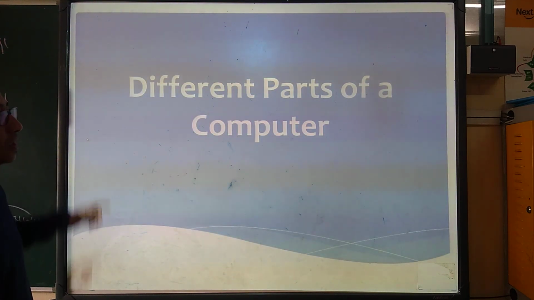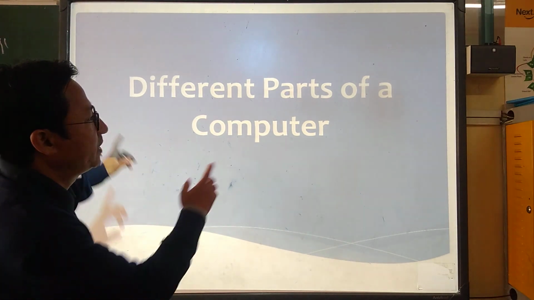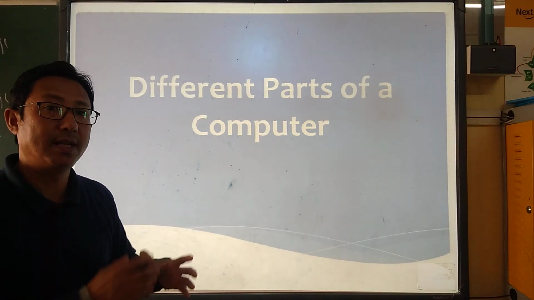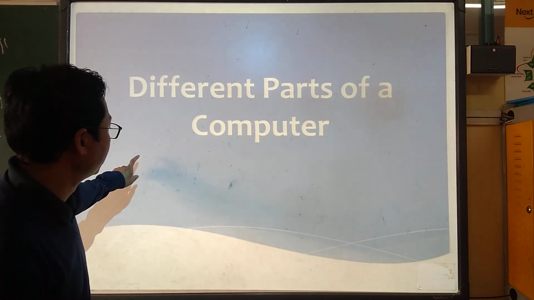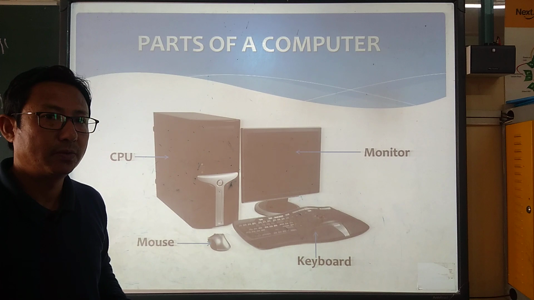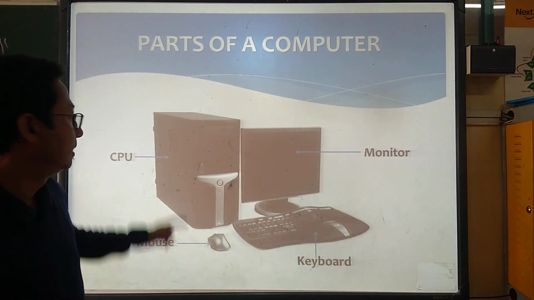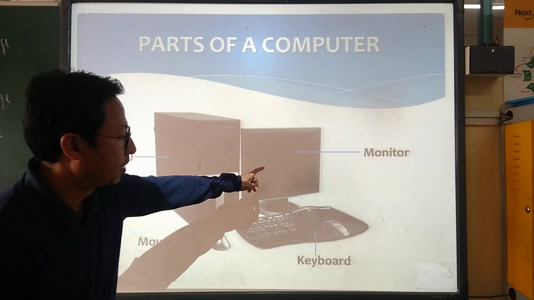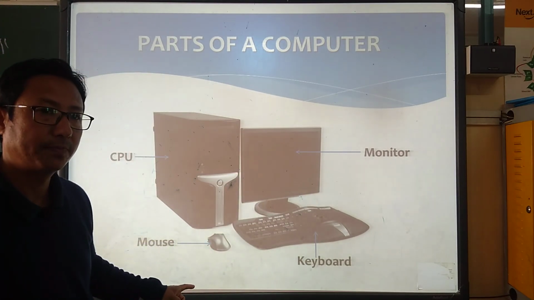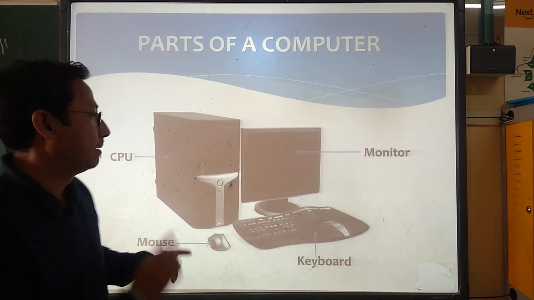So next, this is a new topic. We'll be learning the different parts of a computer. What are the various parts of a computer? When you talk about a computer, these are the few parts which come to your mind. These are the most important parts, the four main parts: the CPU, the monitor, the keyboard, and the mouse. All these four parts we'll go through one by one.